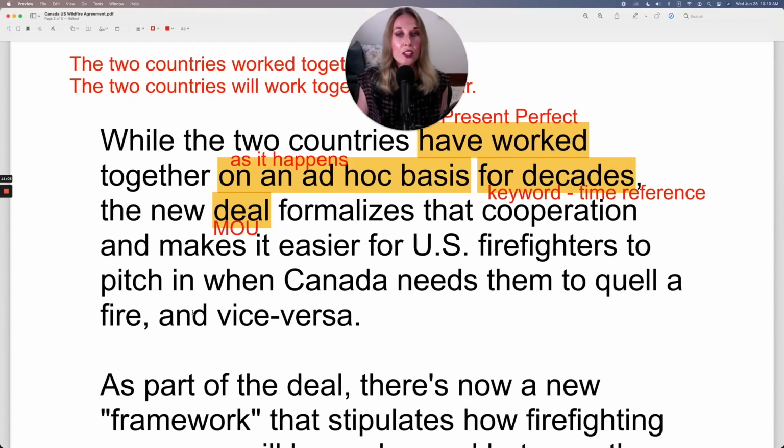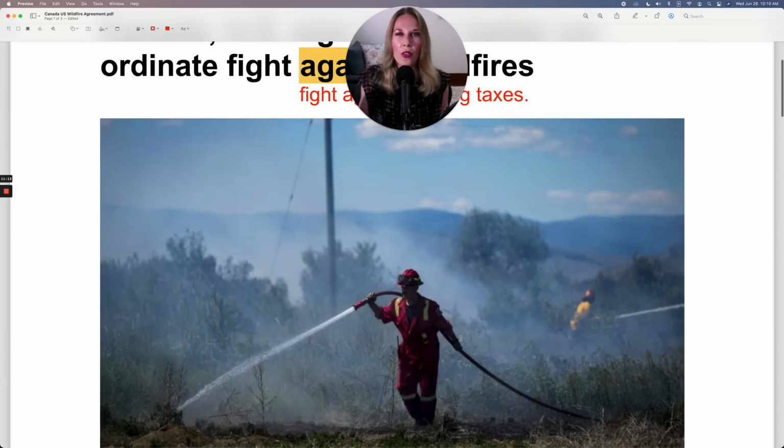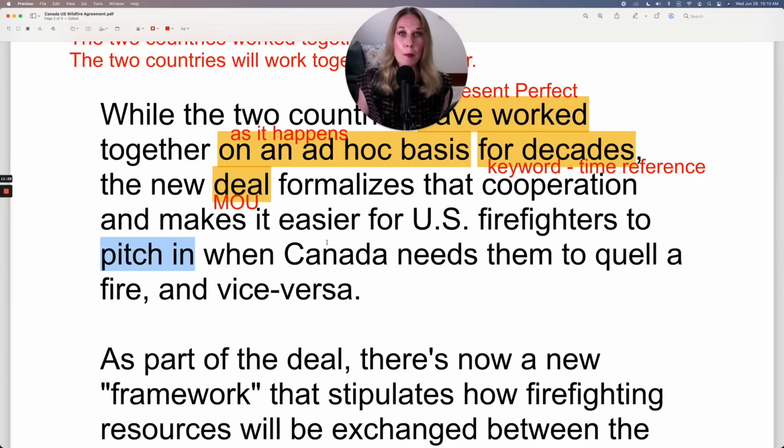Firefighters to pitch in when Canada needs them to quell a fire. To quell a fire simply means to stop a fire as it is happening. So right now they're trying to quell the fire. It's a very specific term. You won't need that in your everyday speech, but based on the context, it should be obvious, because what do you do with a fire? You stop it. Let's take a look at pitch in.